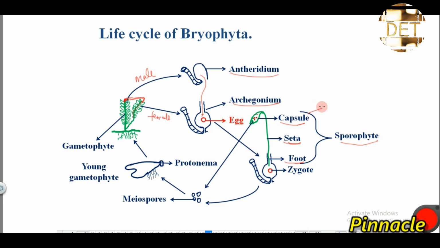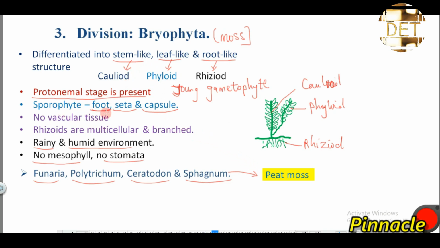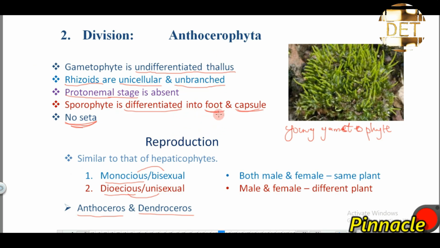The capsule contains spores, and the seta acts as the stalk or the stem. You must note this. The foot acts like the root, and it is the part inside the archegonium. So like we said, in bryophytes the sporophyte has the foot, the seta, and the capsule. In Anthocerotophytes, the foot is present, the capsule is present, but there is no seta, no stalk.